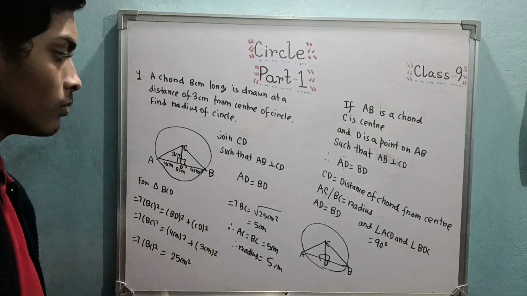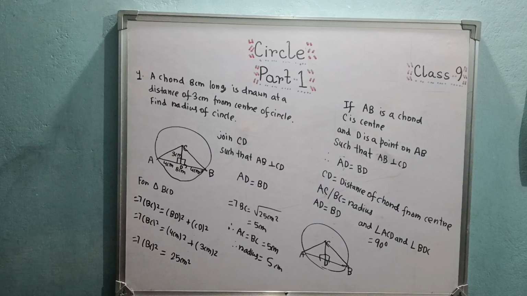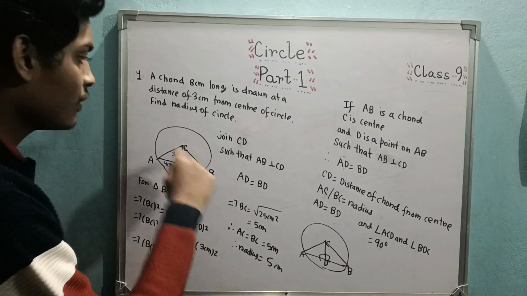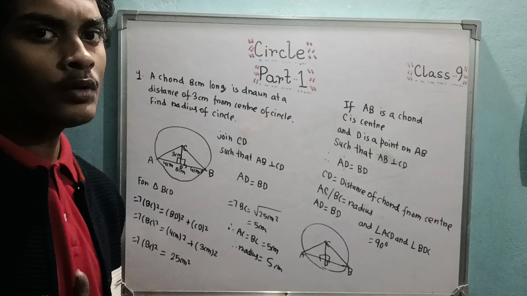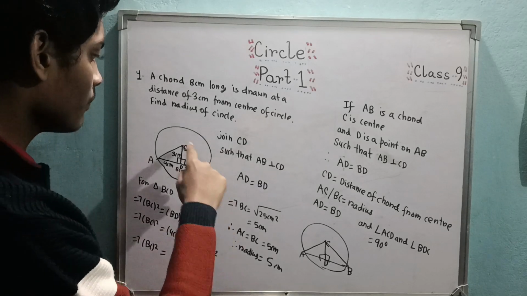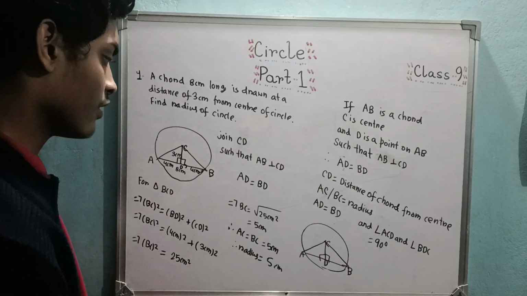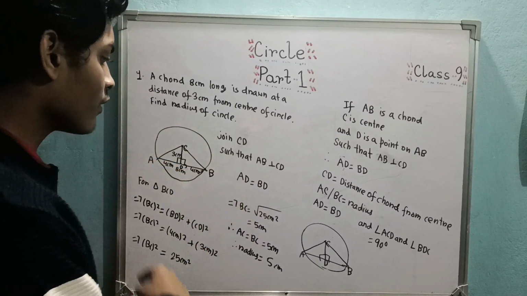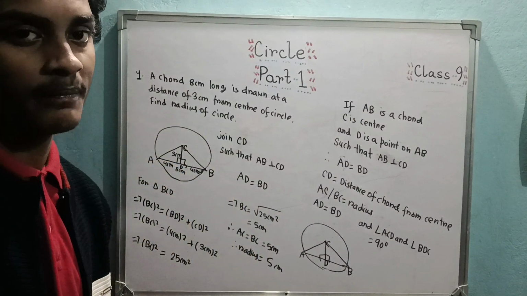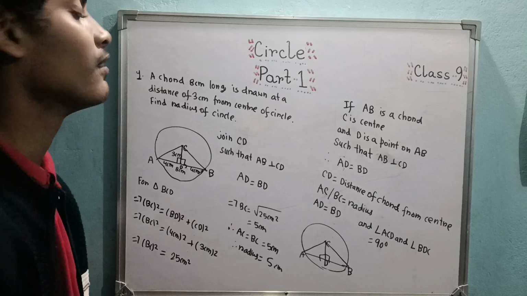So AC equal to BC equal to 5 cm. See, why is AC equal to BC? Because BC is a radius, and a circle can have only one radius. So that means BC should be equal to AC, that is 5 cm. And as both of them are radius, the radius is 5 cm actually, which is what we have to find.